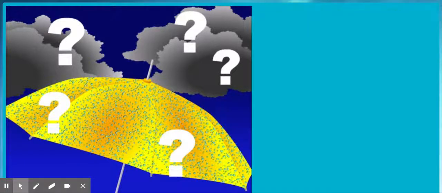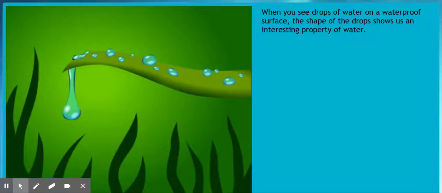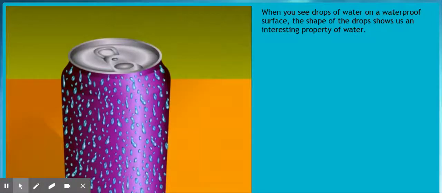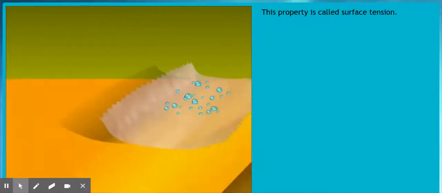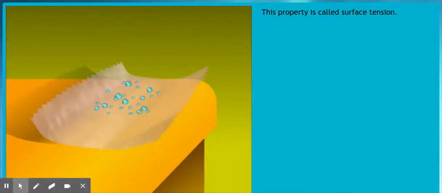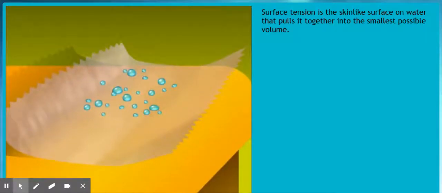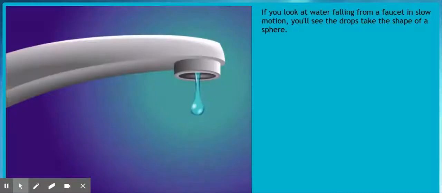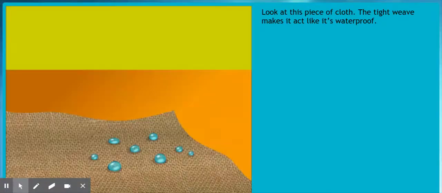Let's find out. When you see drops of water on a waterproof surface, the shape of the drops shows us an interesting property of water. This property is called surface tension. Surface tension is the skin-like surface on water that pulls it together into the smallest possible volume. If you look at water falling from a faucet in slow motion, you'll see the drops take the shape of a sphere.